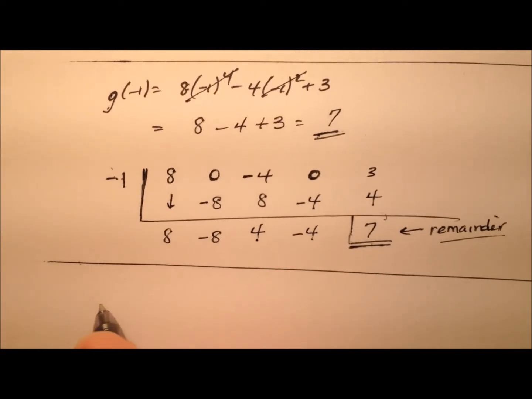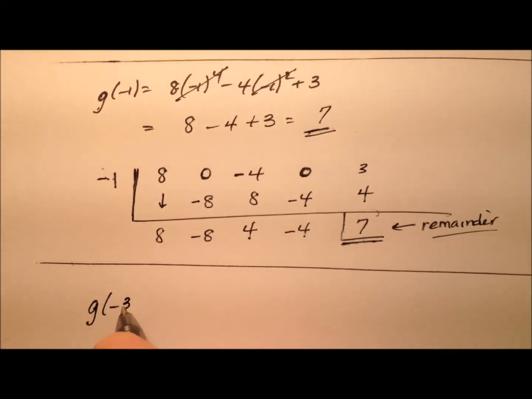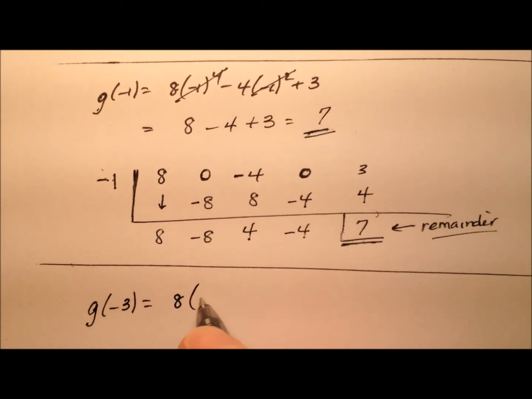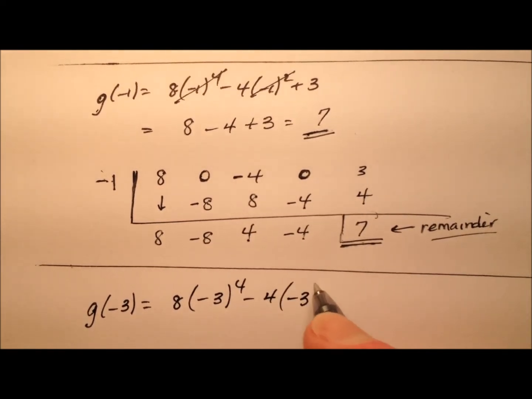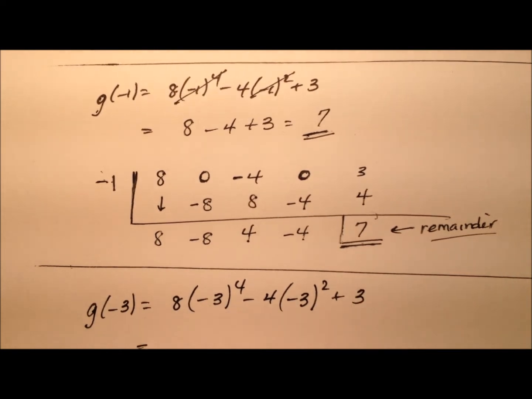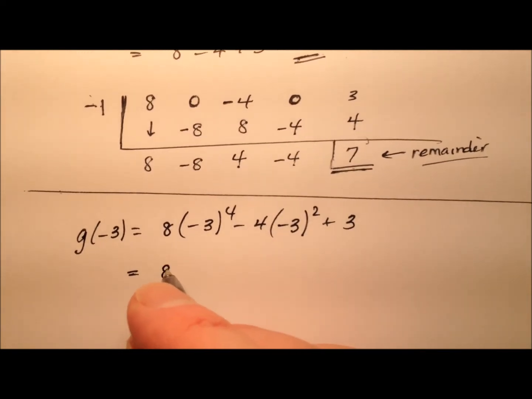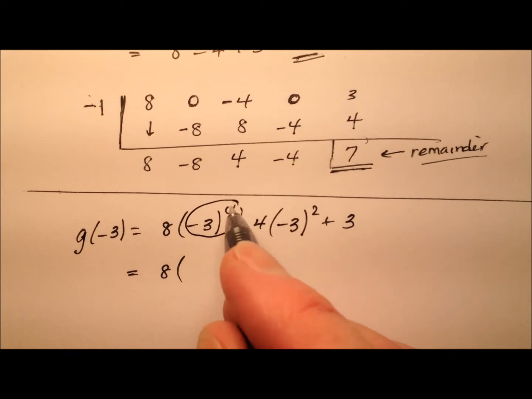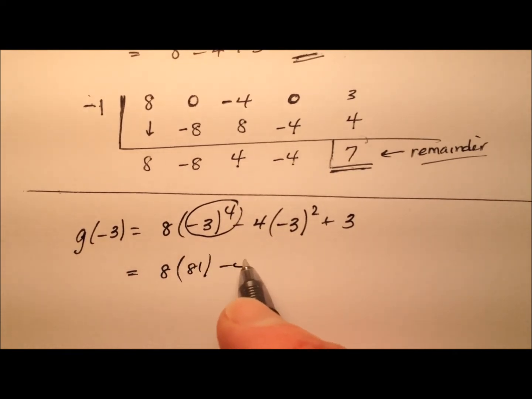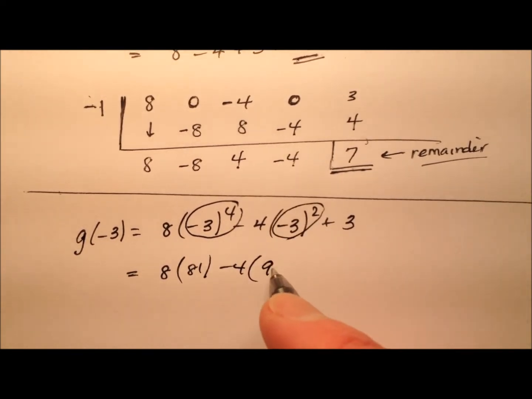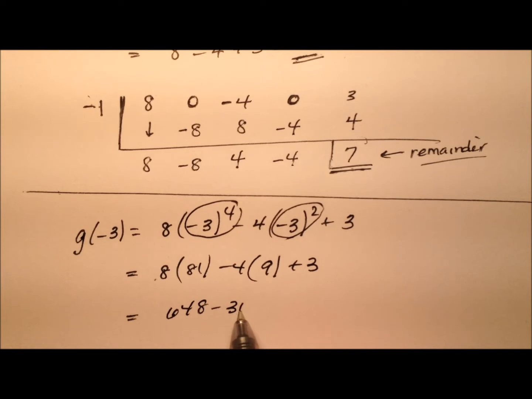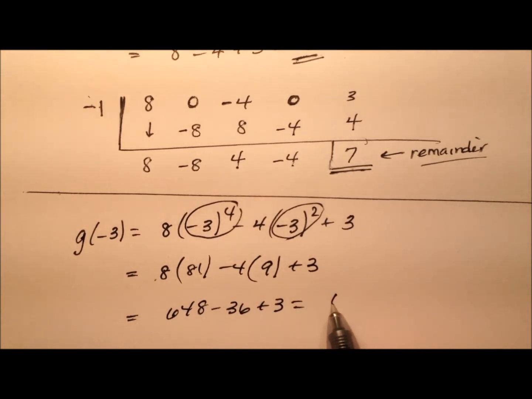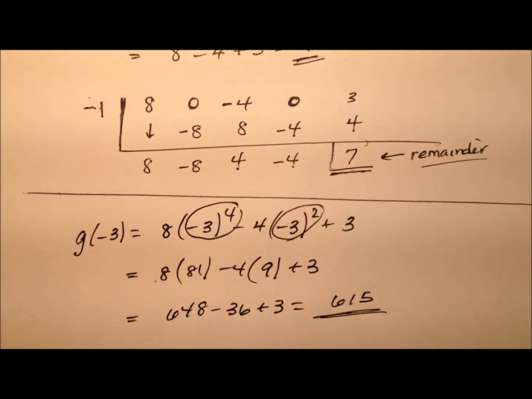All right, so g at -3, well, we're going to use that same function, so 8 times -3 to the 4th minus 4 times -3 squared, and then plus 3 on the end. So this will be 8 times, looks like 81 right there, minus 4 times 9, and then plus 3. Let's see, 81 times 8 should be 648 minus 36 plus 3 should give me, looks like 615.